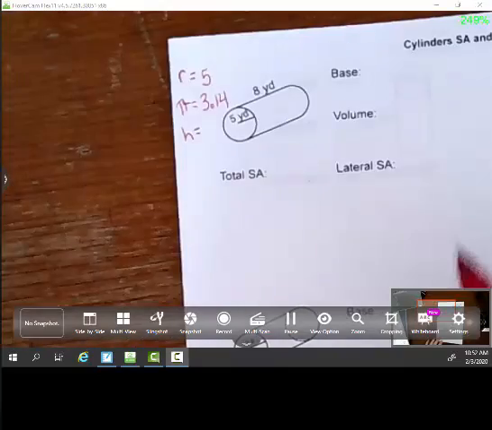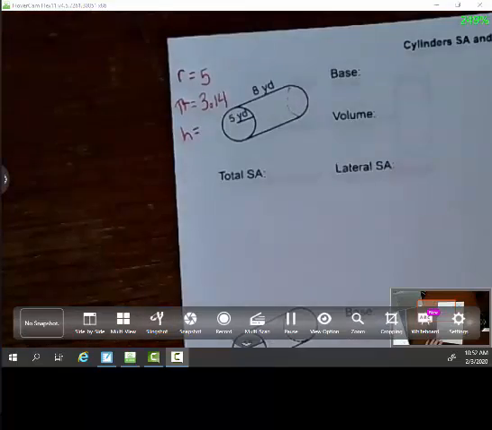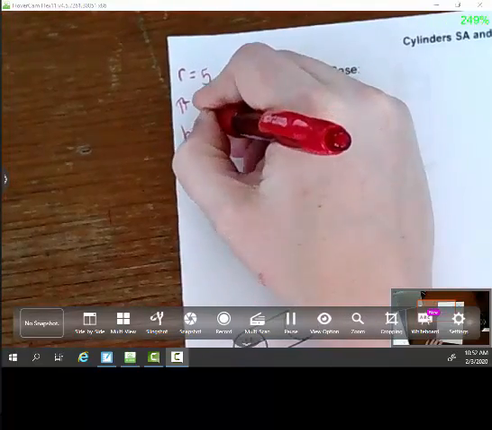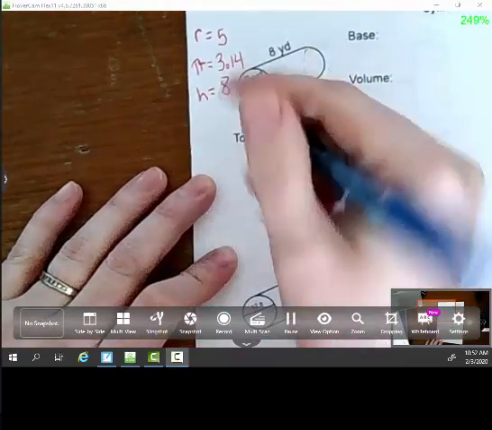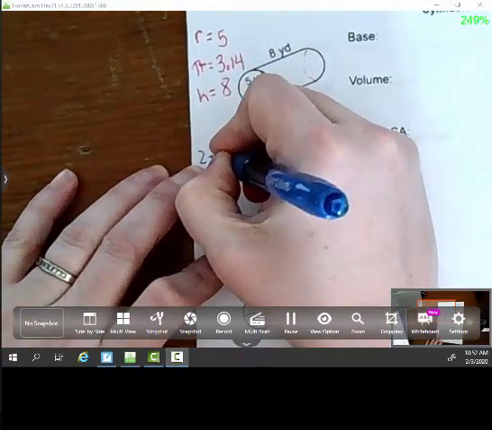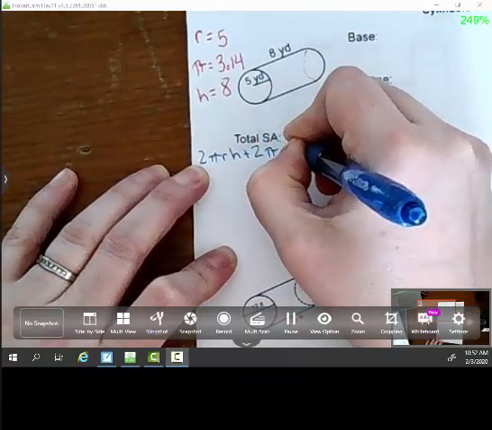H. How far apart are the two circles? Your second circle's right here. How far apart are they? 8. Also, cylinders are a little bit easier than I think so, except the formulas are a whole hot mess. So, total surface area: 2 pi r h plus 2 pi r squared.